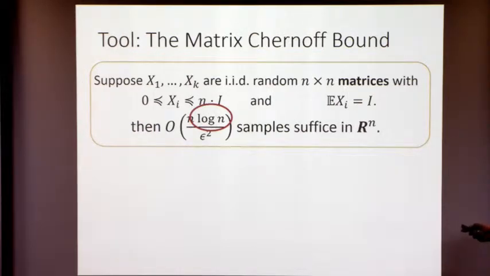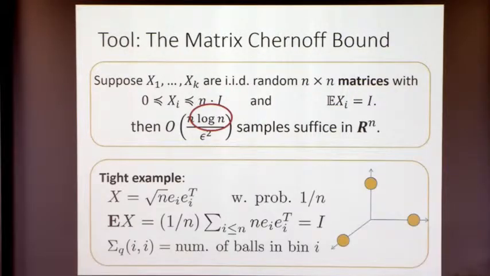It's this random sampling theorem: if you have something whose expectation is the identity, you need n log n over epsilon squared samples to get epsilon close to the identity. And as James mentioned, this is the n log n we want to remove, but unfortunately this n log n is actually essential. There's a tight example which shows that you need n log n samples. And it's very instructive to look at this example.